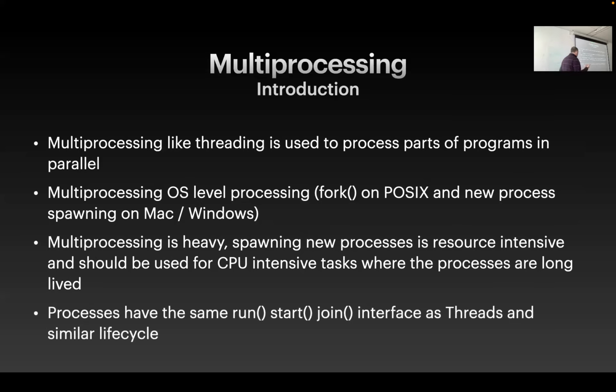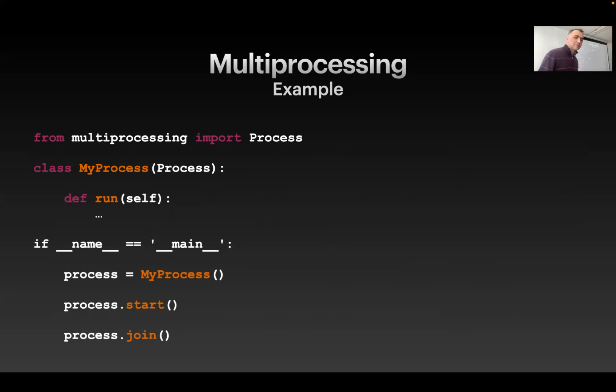So the nice thing is that they have exactly the same interface. I mean, not exactly the same interface, but for what we're doing today, it will have the same interface. So you implement your run, you have your start, you have your join. It's exactly the same life cycle as a thread. So if you have implemented something with multi-threading and you want to implement multiprocessing, the jump is not really hard. Just change Thread with Process and you're done. Almost.